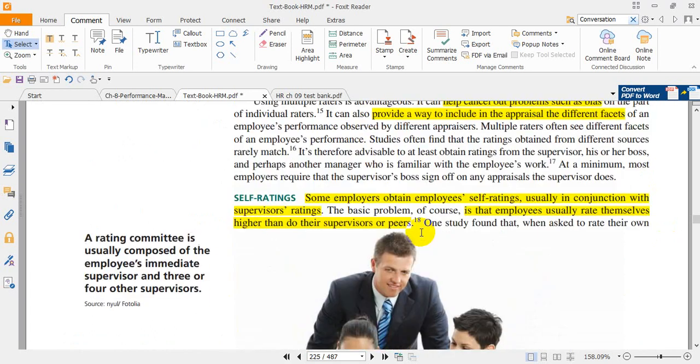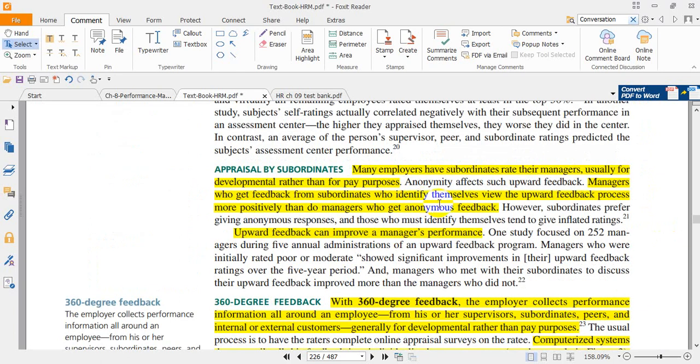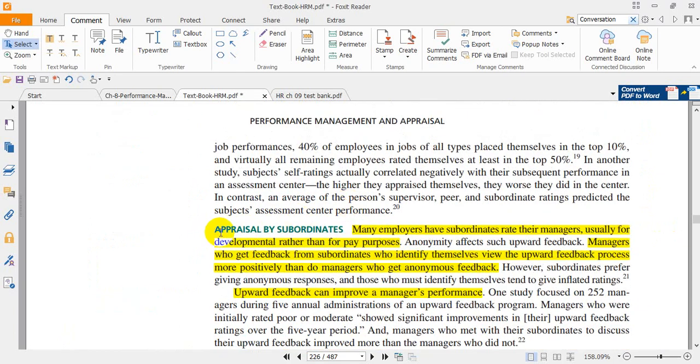So this is another technique or another method, self-rating. Another method is appraisal by subordinates. This is another type. Many employers have subordinates rate their managers, usually for development rather than for pay purposes. So this method can be used usually for development rather than for pay purposes.